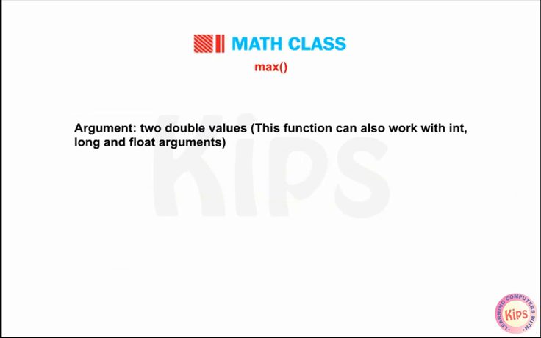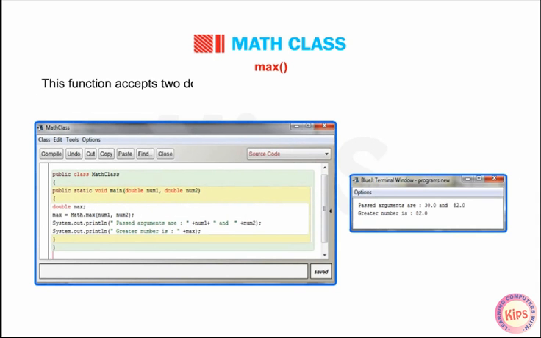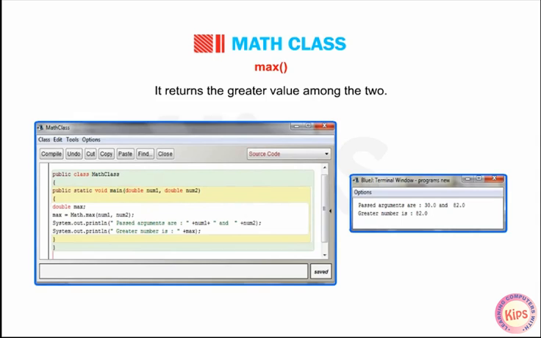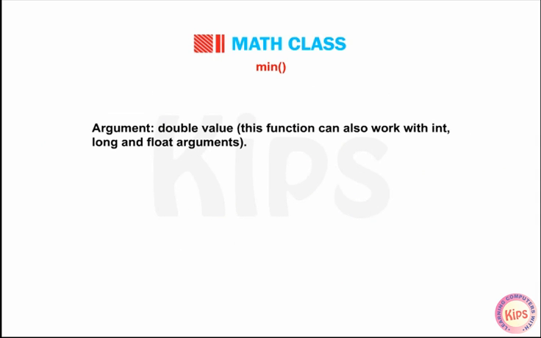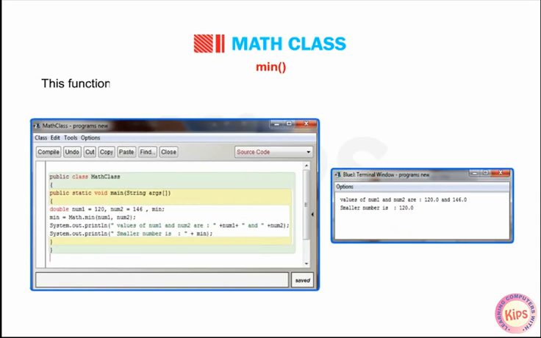Max, argument two double values. This function can also work with integer, long and float arguments. Return type double. This function accepts two double values and compares them to find the greater one. It returns the greater value among the two. Min, argument double value. This function can also work with integer, long and float arguments. Return type double. This function accepts two double values and compares them to find the smaller one. It returns the smaller value among the two.